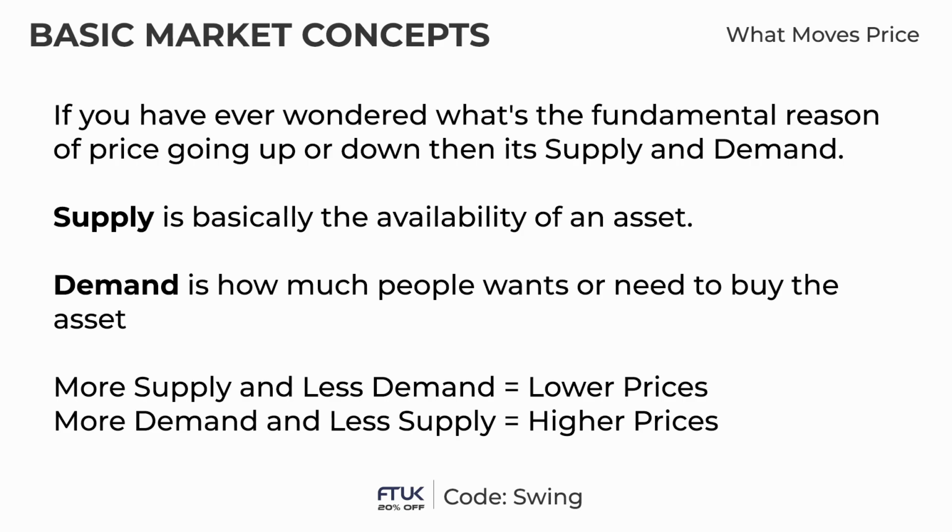So basically, more supply and less demand equal lower prices, and more demand and less supply equal higher prices. This is the same for EUR/USD, this is the same for Bitcoin, this is the same for every single asset. The markets work this way.